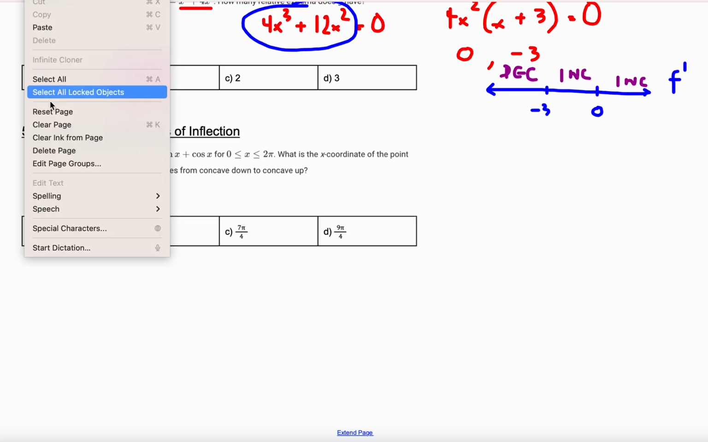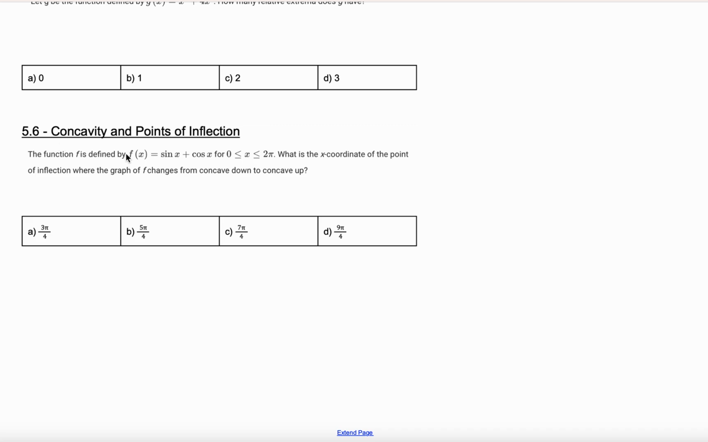The last one on this front page is talking about concavity. I have a function that is sine of x plus cosine of x. I'm on a closed interval since it's trigonometry. That's common. We want to know the x-coordinates of the point of inflection. And I only want it where concave down turns into concave up. So let's go ahead and derive this function twice.